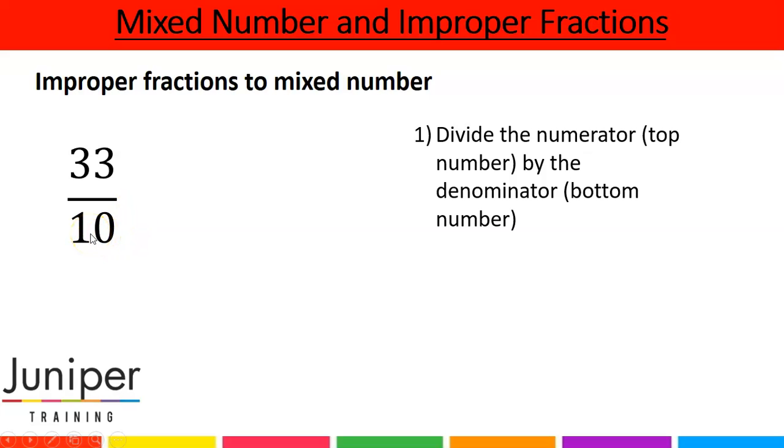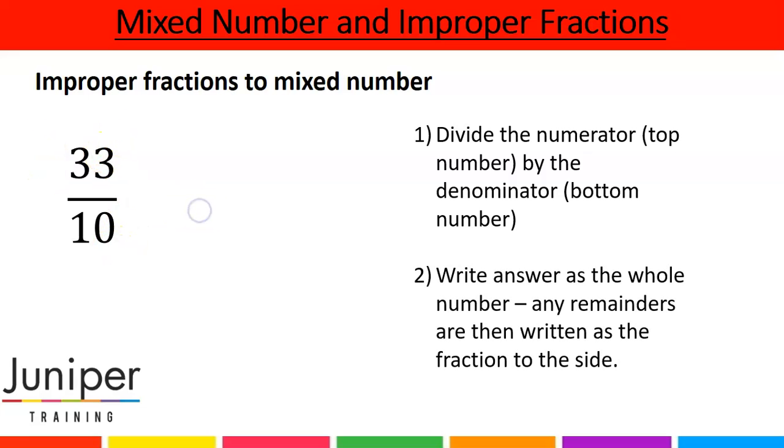It's really important you get used to these terms, understanding that the numerator is the one on the top and is how many you've actually got, and the denominator on the bottom is how much that whole is being cut into when it makes a whole, should I say. So in this situation, the denominator is 10 and the numerator is 33. So we would divide 33 by 10.